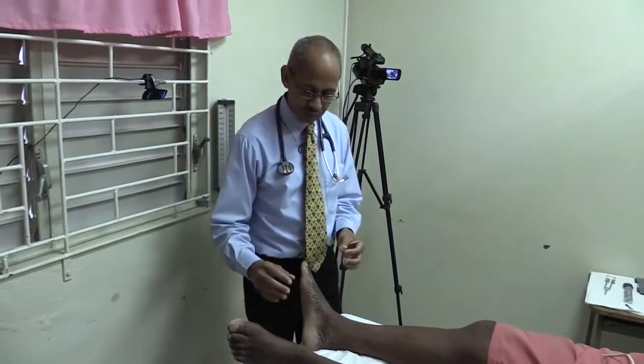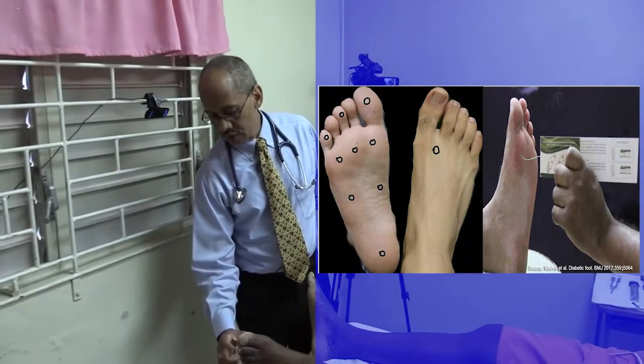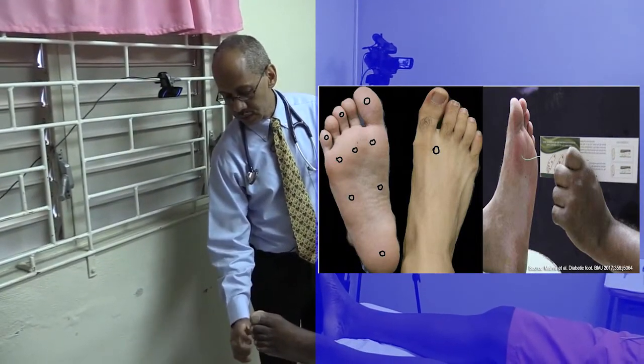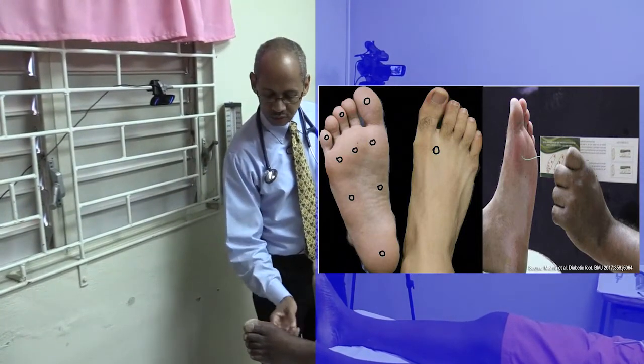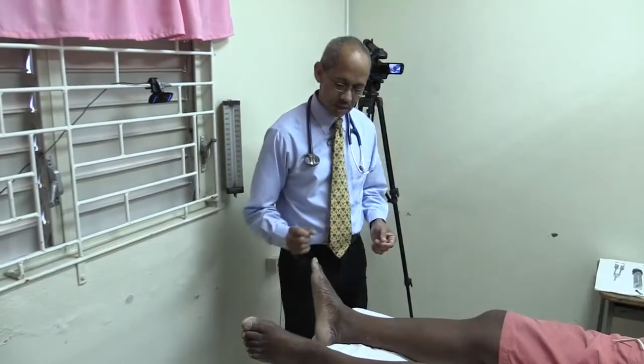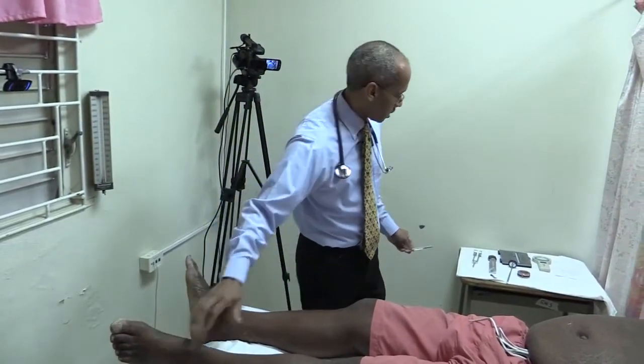So we do 10 spots, so 1 over the dorsum of the foot, 3 over the heads of the toes, another 3 over the heads of the metatarsals, 2 midfoot, and 1 over the calcaneus. You didn't get all of them, so you got about, I think, 8 out of 10 over here and 6 out of 10 on that foot.